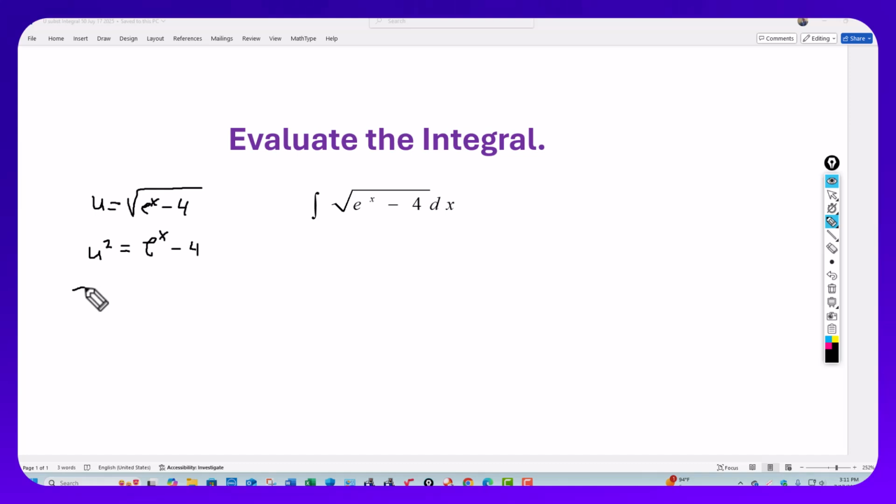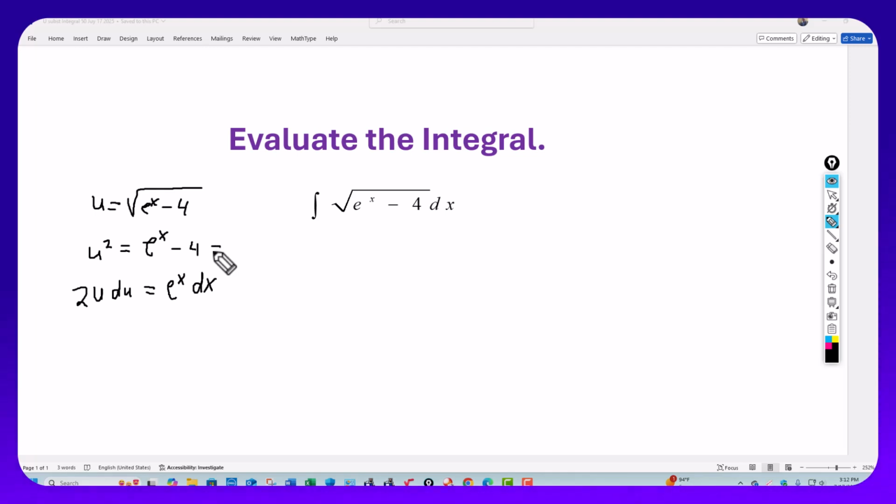Now we can differentiate. So on the left, with respect to u, this would give me 2u du. On the right side, with respect to x, for e to the x, I get e to the x. The derivative of minus 4 is 0. So this will give me dx. So I want to transform this integrand here in terms of u. Still don't have the e to the x out here.